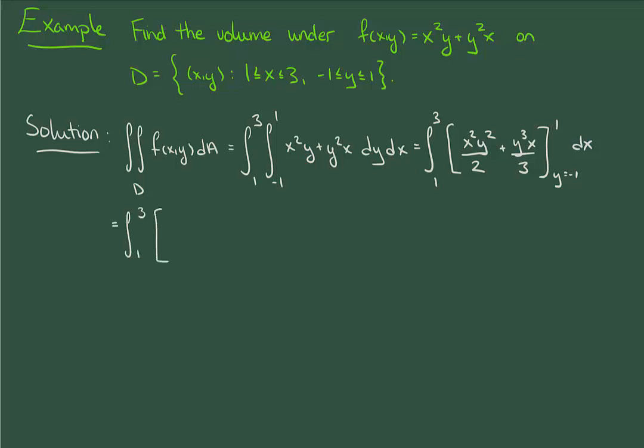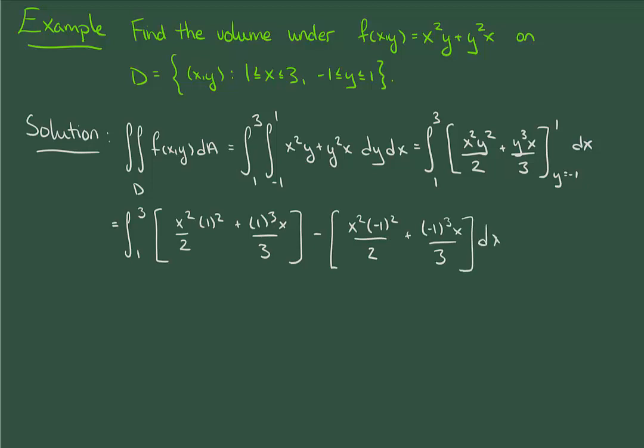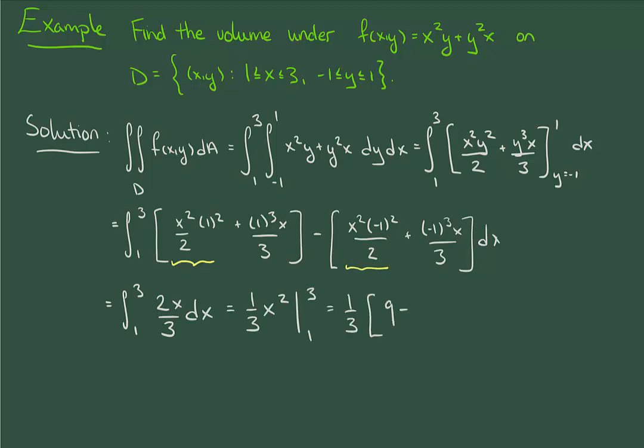So let's plug in the 1. Remember, everywhere we see a y, we're going to put a 1. And we'll do the same thing, everywhere we see a y, we're going to put a -1. And notice that these two things are the same, so they're just going to cancel out, and we can simplify this to 2/3 x. And that integral is not too hard to do, so we can just grind it out really quickly, and we get 8/3.